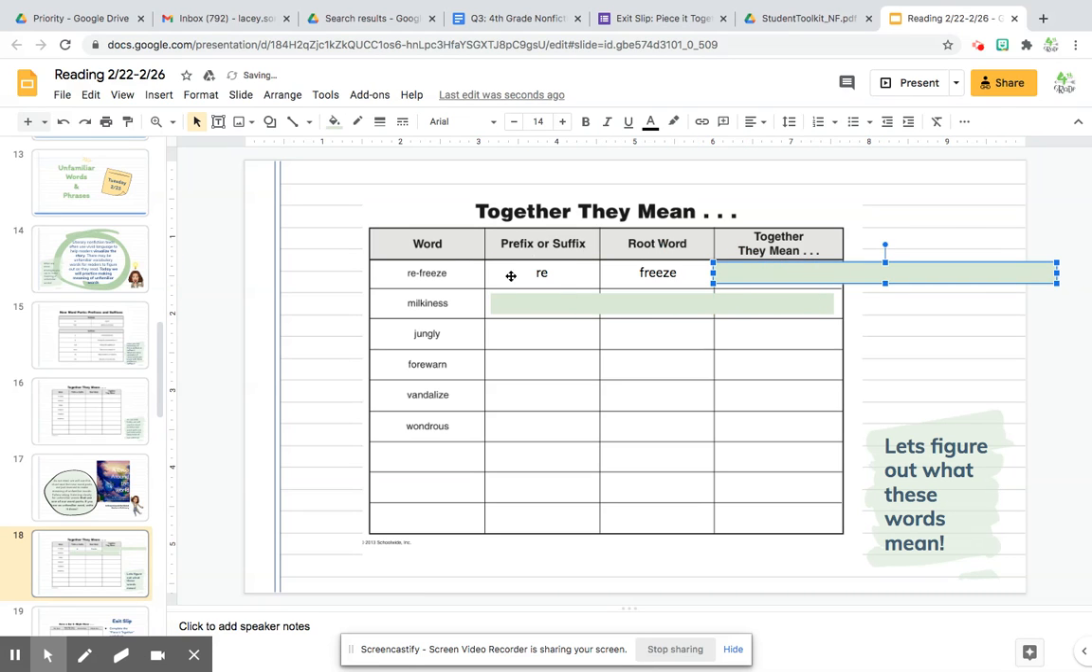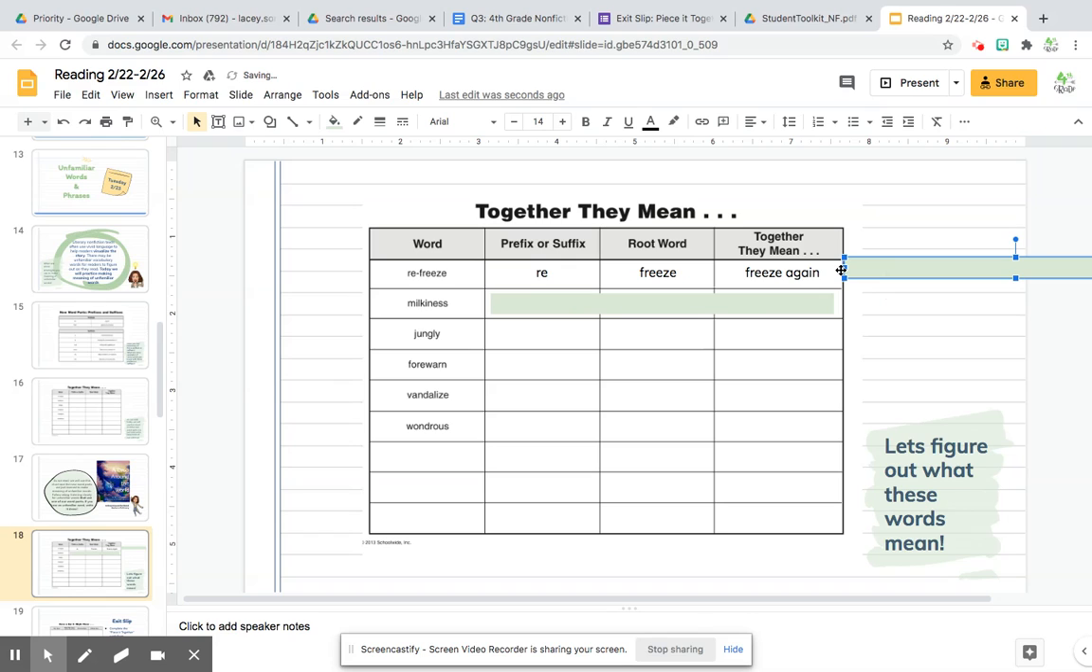So we know re is our prefix. We have our base word freeze. So together, the meaning would have this idea of something freezing again, because we know water can freeze again, going from a liquid back to a solid form as well. All right. Our next word here is milkiness.